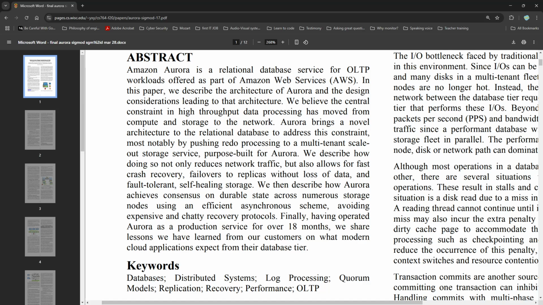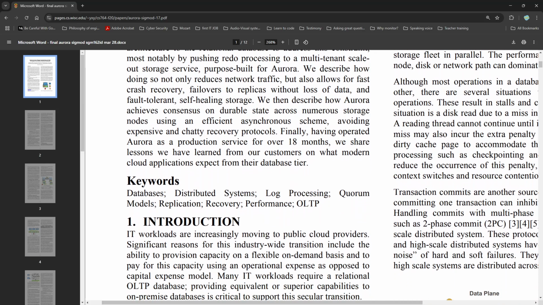We describe how doing so not only reduces network traffic, but also allows for fast crash recovery, failovers to replicas without loss of data, and fault-tolerant self-healing storage. We then describe how Aurora achieves consensus on durable state across numerous storage nodes using an efficient asynchronous scheme, avoiding expensive and chatty recovery protocols. Finally, having operated Aurora as a production service for over 18 months, we share lessons we've learned from our customers on what modern cloud applications expect from their database tier.